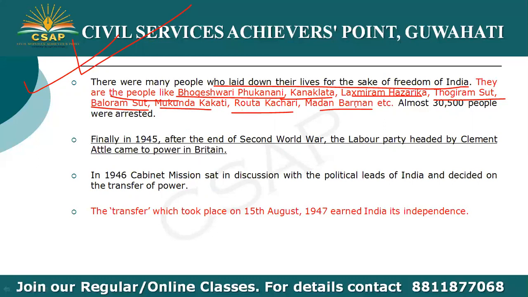So finally, in 1945, after the end of the Second World War, the Labour Party, headed by Clement Attlee, came to power in Britain. And in 1946, the Cabinet Mission sat in discussion with the political heads of India and decided on the transfer of power. And finally, India earned its independence on 15th August 1947.